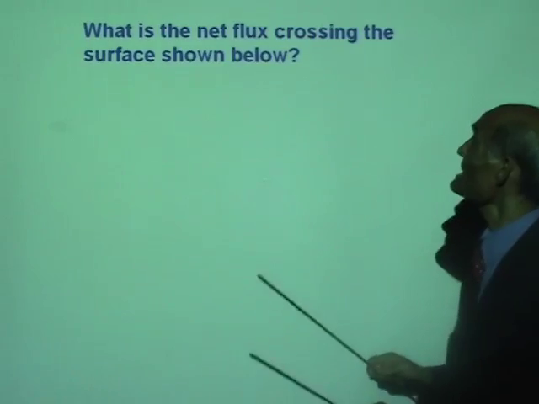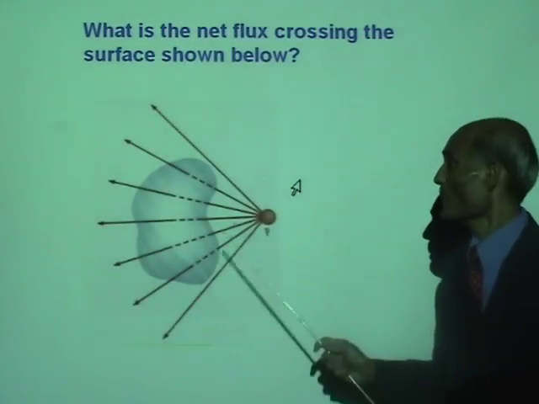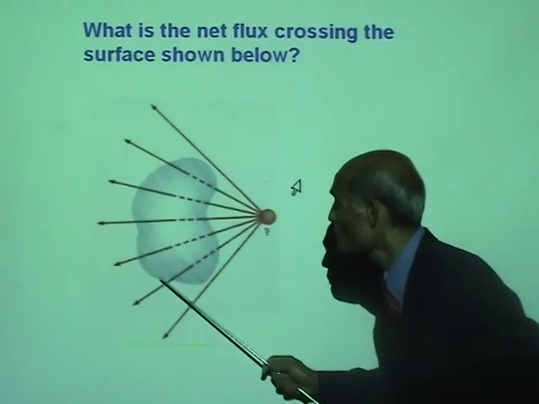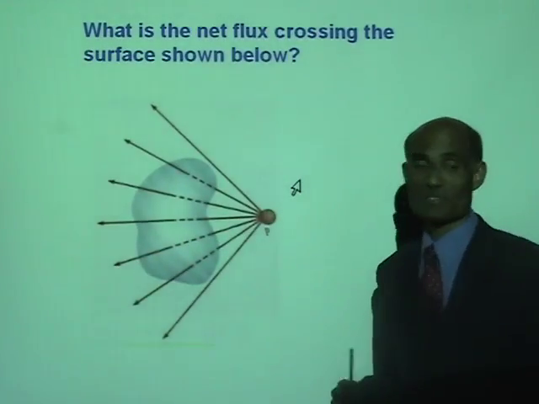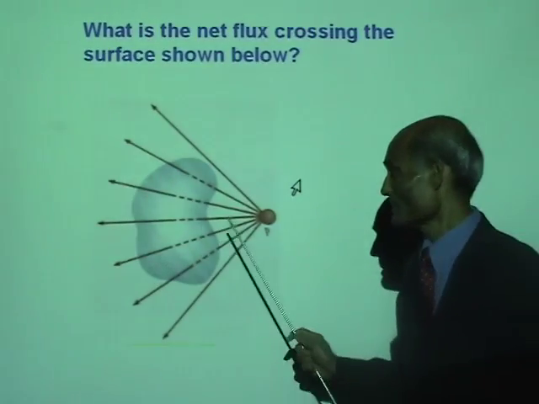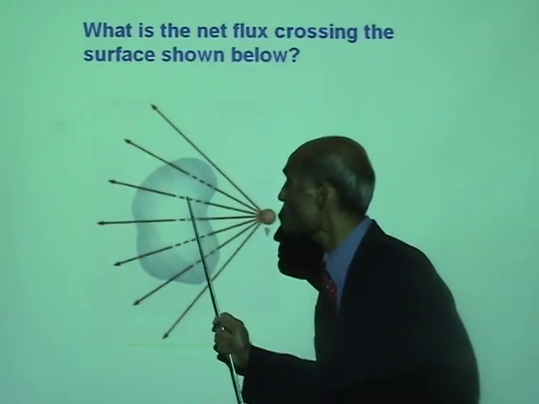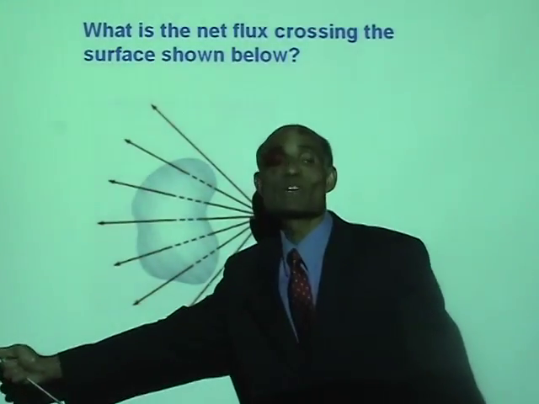Alright. What is the net flux crossing the surface shown below? What is the net flux crossing the shaded surface? Anybody tell me? Think about it. All the lines of force, all the field lines entering the surface will also leave it.